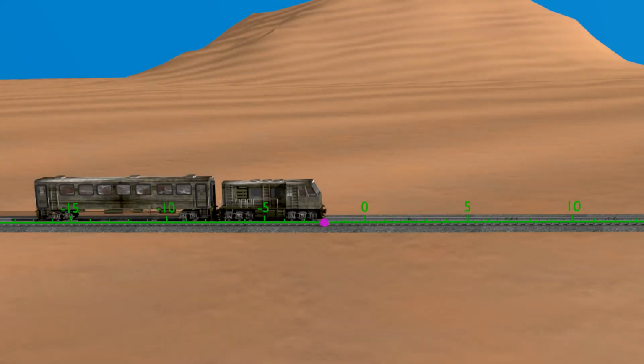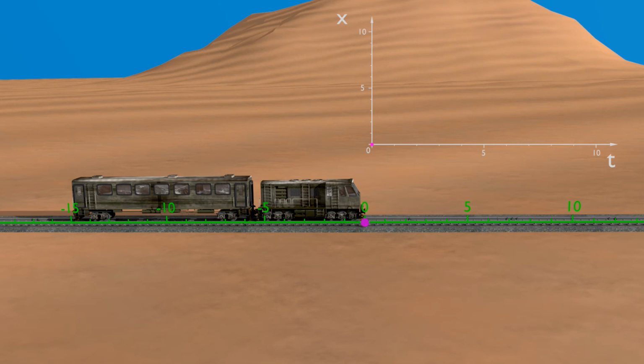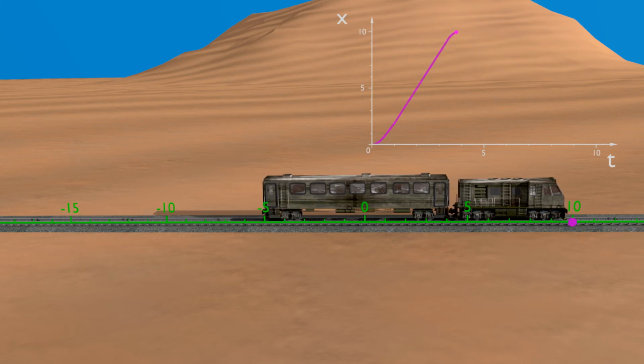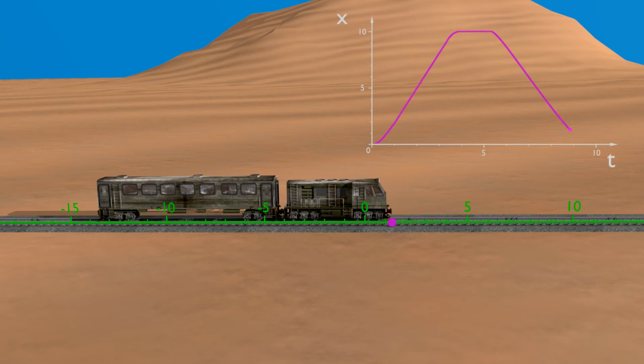A good way to visualize the displacement and the velocity is by making a graph. So let's make a graph. On the vertical axis, we're going to put the position, so that's x, the x coordinate, and on the horizontal axis, we're going to put the time. So let's start our train. Let's assume that it's going to start at t equals 0, and let's also start it at x equals 0, just to make things simple. Okay, so let's start it now. Notice that the displacement can go into the negative too.